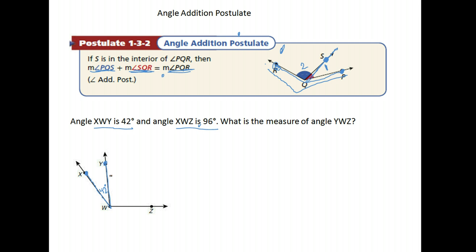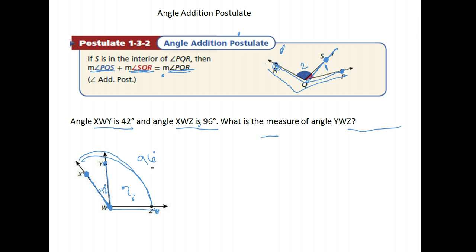So where is XWZ? Well, here's X. If we go down to W and out to Z, notice it's not this opening here, it's this whole angle. It's the whole thing, it's your two yards put together. That is 96 degrees. They want to know what is the measure of, where is it? YWZ. So they want to know the measure of this opening here.